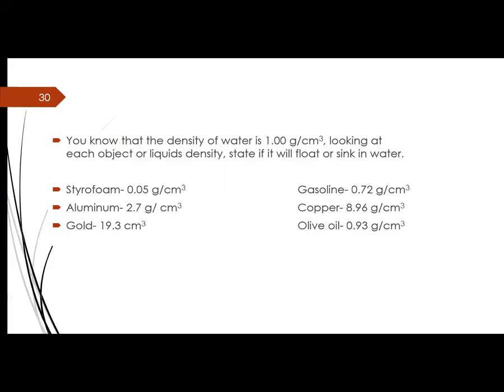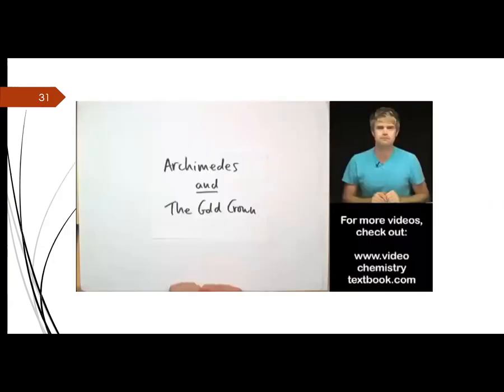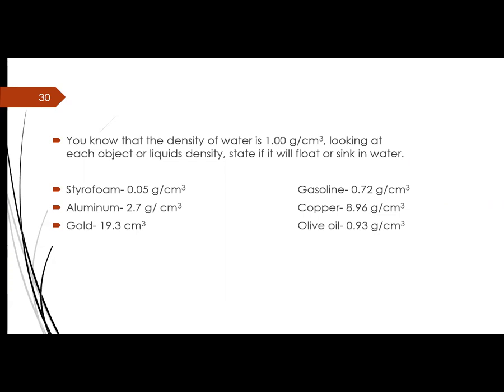Now I've gone ahead and fixed the formatting on it, so now the units are better aligned. And so we want to think about whether you think they're going to float or if they're going to sink. So the density of water is 1.00 grams per cubic centimeter. It's actually one of the nice parts about water. It's got a very simple density, easy to remember.